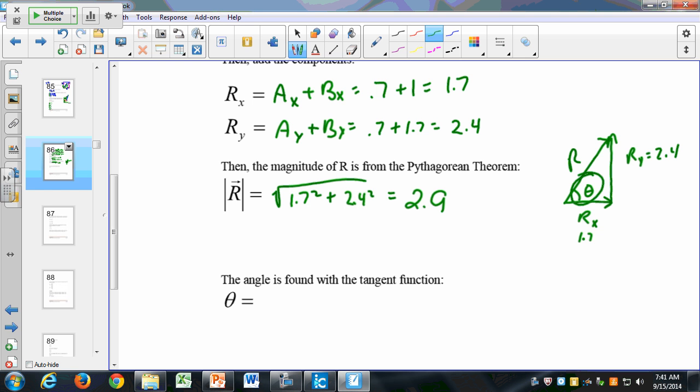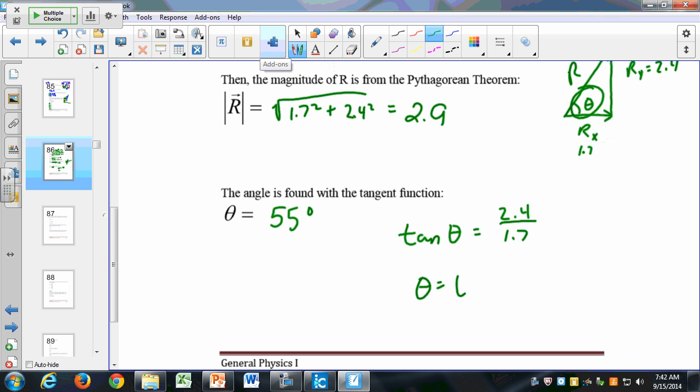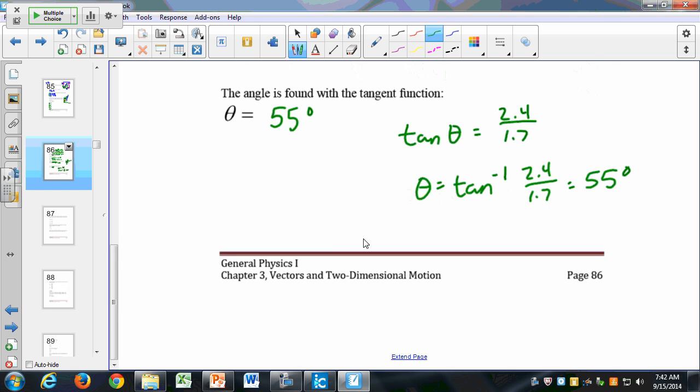And then what's the angle? This angle right here? Okay, we'll just call it 55 degrees. So it's, hey Brittany, so it's 55 degrees. Remember, to find that we say the tangent of theta goes opposite over adjacent. That's 2.4 over 1.7. So theta is the inverse tan of that. All right, make sure you're familiar with how your calculator works when doing those inverse trigonometric functions. It can be a little funky.